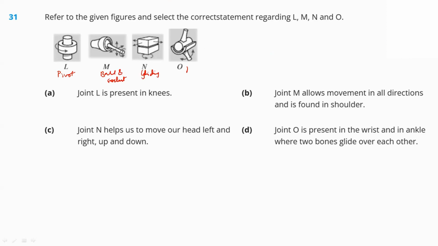Okay, and O is hinge joint. Right, now you have to find out which is the correct statement. Joint L is present in knees. So L pivot joint is not present in knees. This is wrong. Joint M allows movement in all direction. Yes, this is correct because ball and socket joint allows movement in all direction and is found in shoulder. So option number B is our answer for this question.